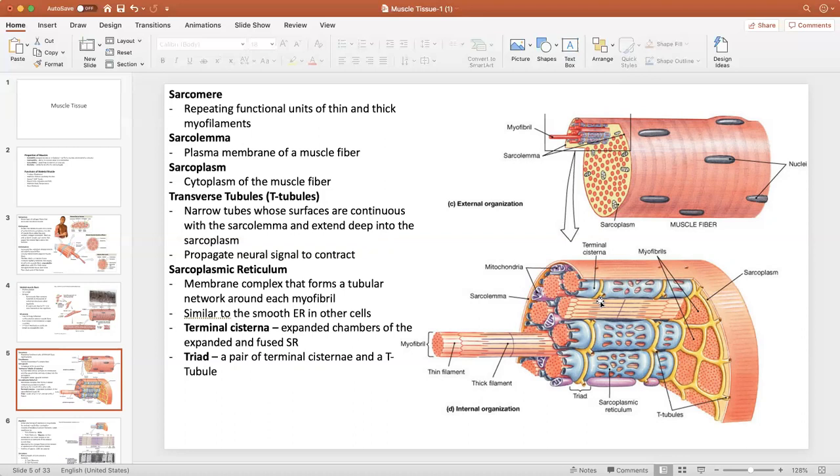And then the unit with the fused portion of the sarcoplasmic reticulum, the T-tubule, and then the adjacent fused portion, this is called a triad. So we have the terminal cisterna, which is the fused portion of the sarcoplasmic reticulum, the T-tubule, and then the other terminal cisterna forms the triad here.